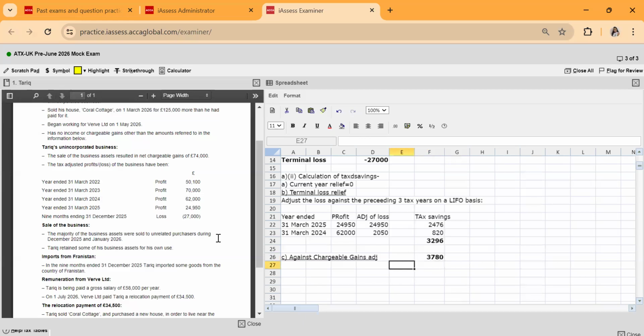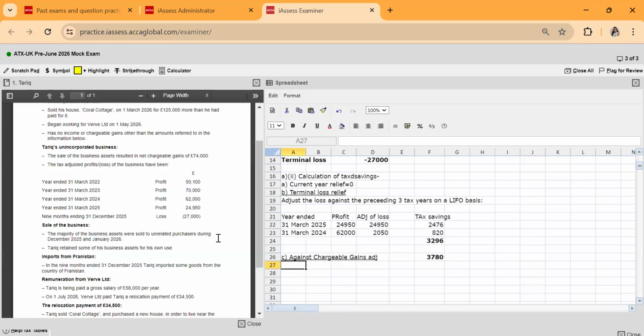Clear, right? Simple one. There is one more property which is sold, Coral Cottage. It is written as his house. The question is silent about whether it is his main residence or not, so we can give a point here. If it is his main residence, then PRR will be available fully, because no details of other occupation are given, so we assume it is actual occupation. Full PRR will be there. Clear? And then no exemption will be there.